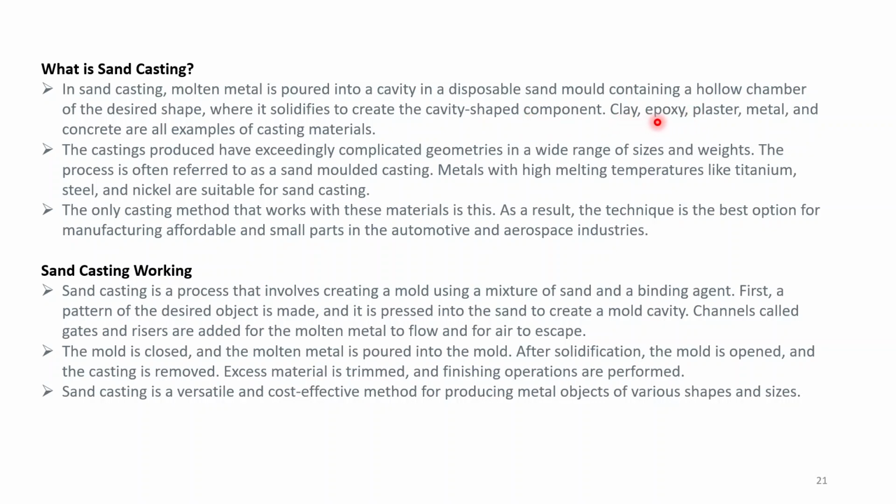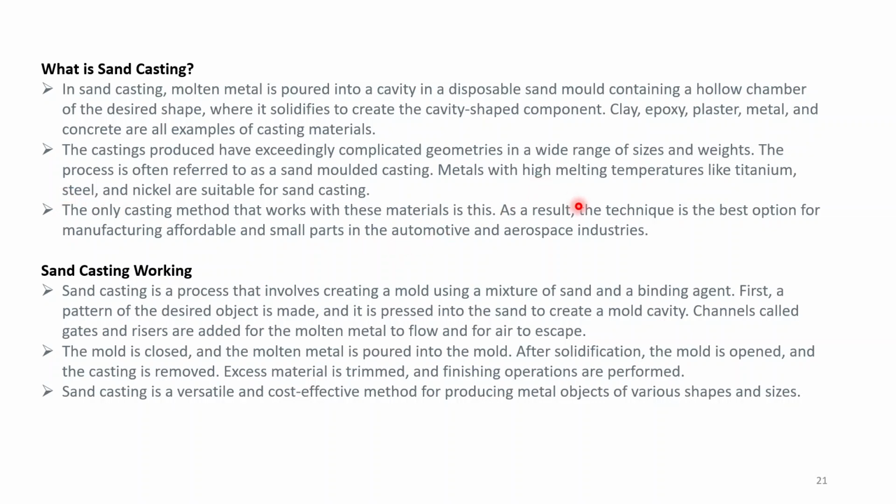Clay, epoxy, plaster, metal and concrete are all examples of casting materials. The castings produced can have exceedingly complicated geometries in a wide range of sizes and weights, and the process is often referred to as sand molded casting.